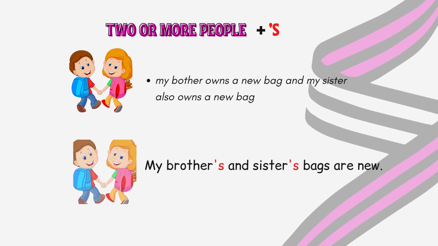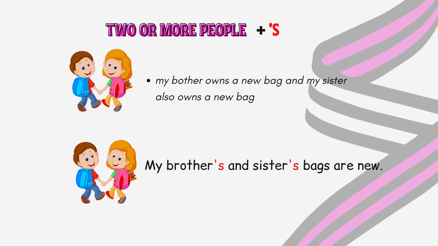Here is another example on situation 2. My brother owns a new bag, and my sister also owns a new bag. There are two owners with different bags. So, we add apostrophe S to both nouns. My brother's and sister's bags are new.